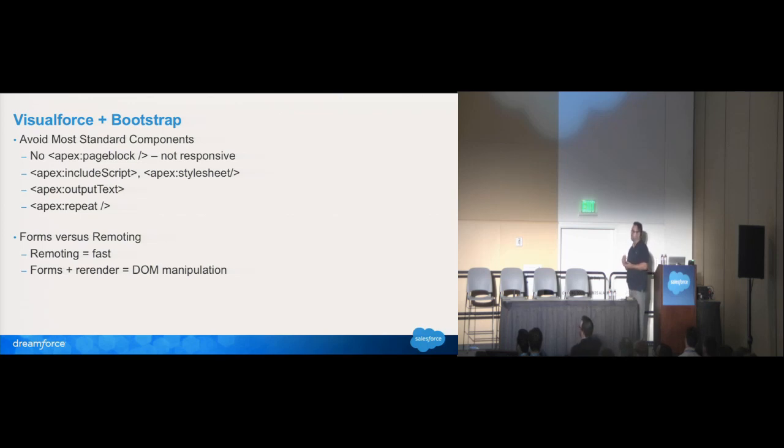So I tend to find what I'm mainly using is include script and Apex style sheet to bring in the external resources, to bring in JavaScript, to bring in CSS, all the various Bootstrap components. I use output text because that's really nice for formatting currencies and for formatting dates. And I use Apex repeat because I'm normally iterating across a bunch of components.